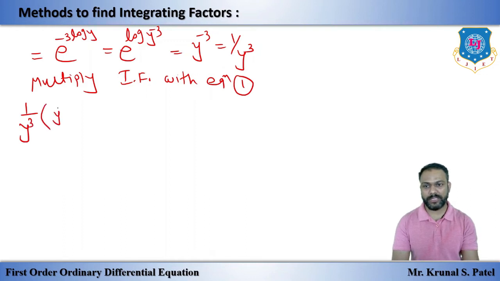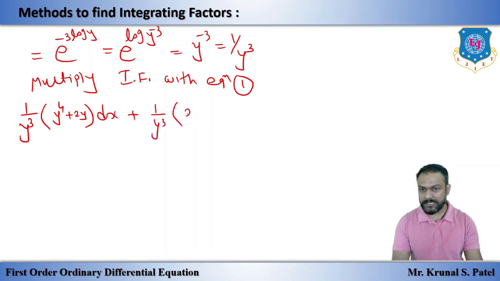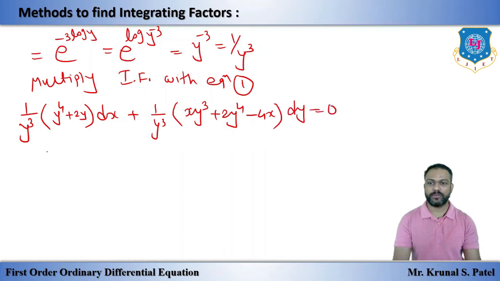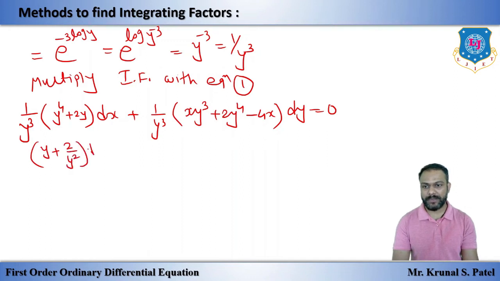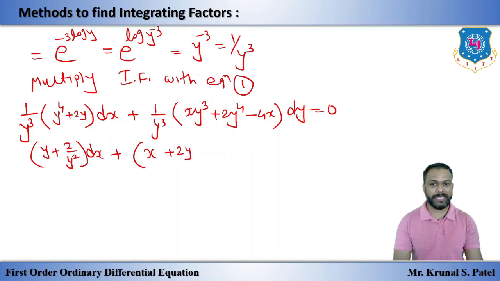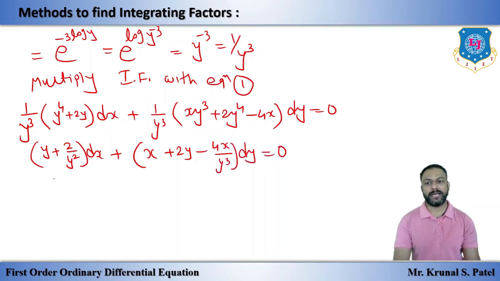So we have 1 by y cube. What is our question? y raised to 4 plus 2y dx plus 1 by y cube, and what is N? N is x y cube plus 2y raised to 4 minus 4x dy equals 0. If we simplify this bracket, we have y plus 2 by y square dx, and if we simplify this to x plus 2y, because we are multiplying 1 by y cube in this bracket, minus 4x by y cube dy is equal to 0. So now this equation becomes exact.